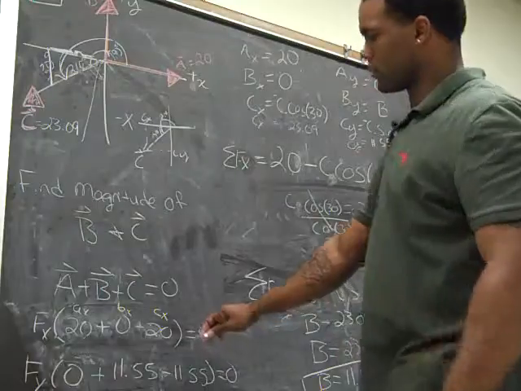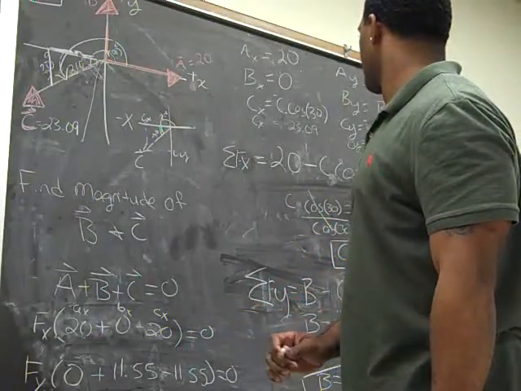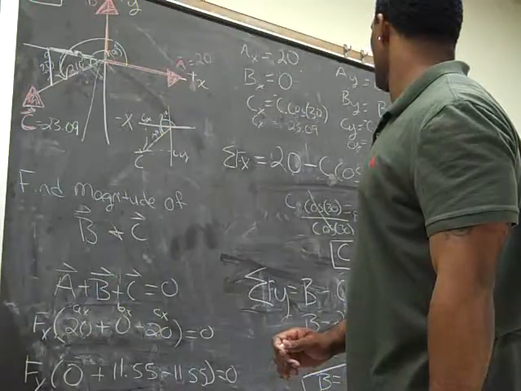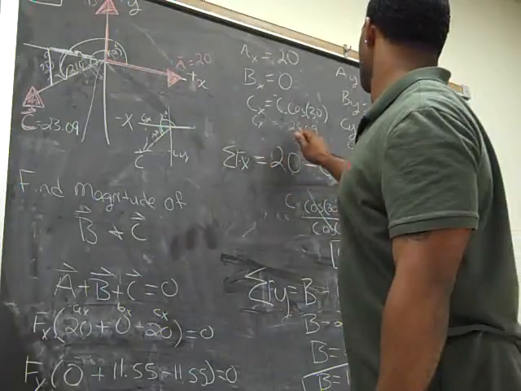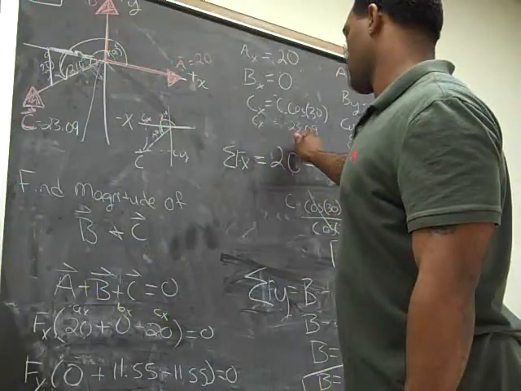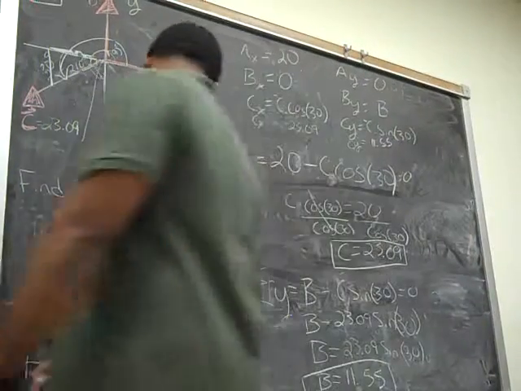How do you get 24? You said CX equivalent is 20. Oh yeah, that's right. So hold on.